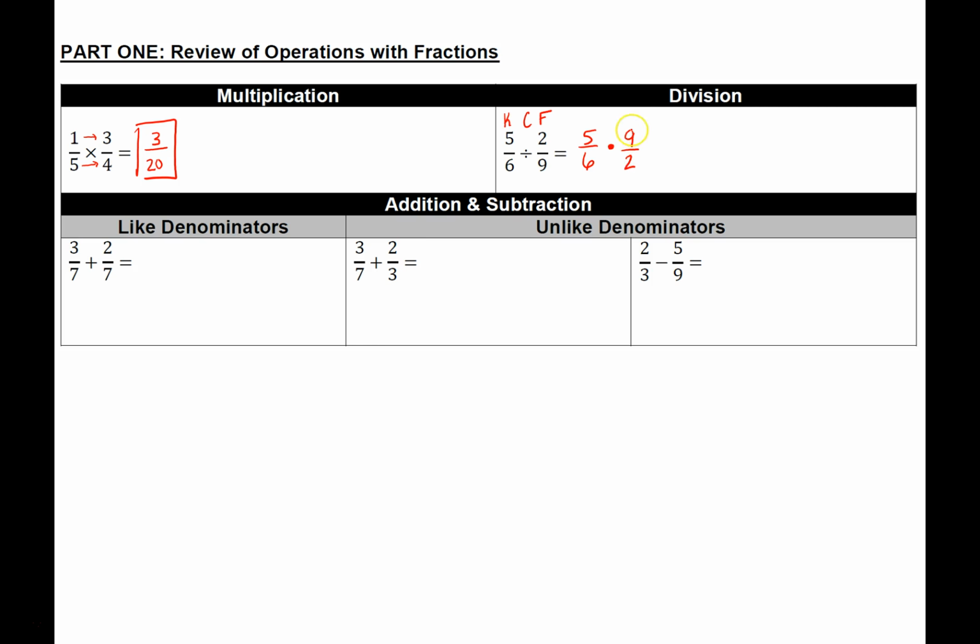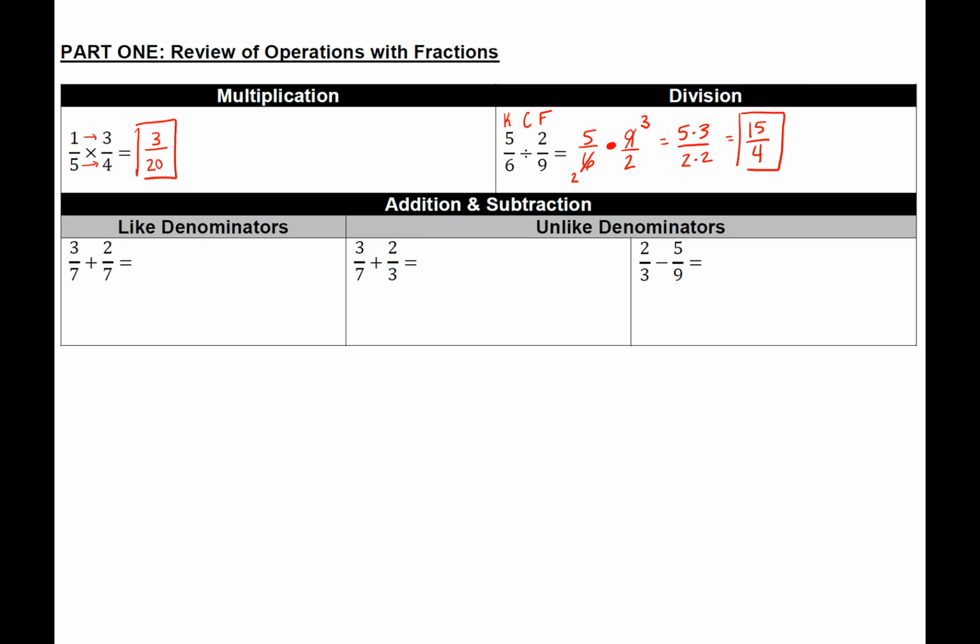Now from here, I am going to look and see if there's any dividing out that I can do. 5 over 6 and 9 over 2 don't simplify, but 9 and 6 are both divisible by 3. And because this is multiplication, we can do that simplification. So 9 divided by 3 is 3, and 6 divided by 3 is 2. Now we have a simple multiplication problem. So we're doing 5 times 3 in our numerator and 2 times 2 in our denominator. That's 15 over 4. It doesn't simplify any further, and so we're done.